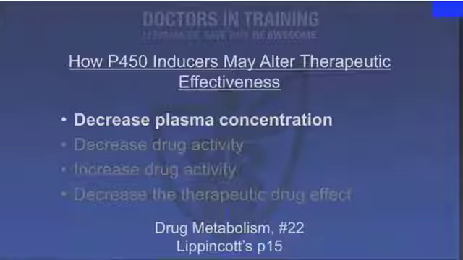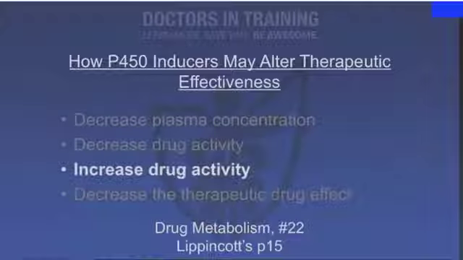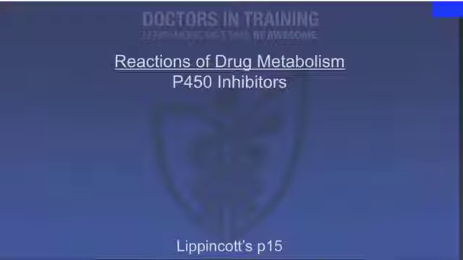And what this means is you may alter the therapeutic effectiveness of drugs. You may make a drug less effective, or more effective if it's a reaction that is making a drug more effective. So there are four basic ways you're altering the therapeutic effectiveness. You're going to potentially decrease plasma concentrations. You might decrease drug activity if the metabolite is inactive. You might increase drug activity if the metabolite is active. And you might decrease the therapeutic drug effect. So some drugs can induce the P450 enzymes. Other drugs can inhibit the P450 enzymes.